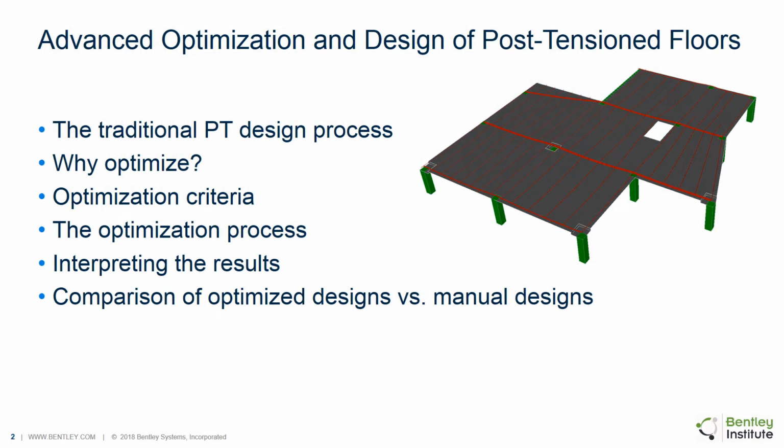We're going to take a look at the traditional post-tensioning design process. Next, we'll look at why it's advantageous to optimize. We'll look at the optimization criteria and the entire process from start to finish. And we'll look at how we interpret the results of the optimization. And then lastly, we'll do a comparison of optimized designs versus corresponding manual designs.